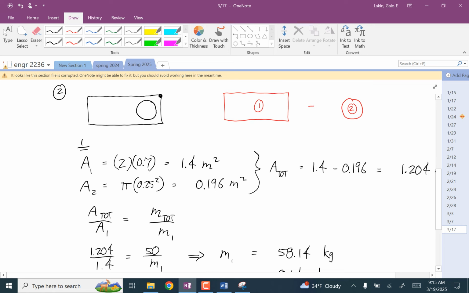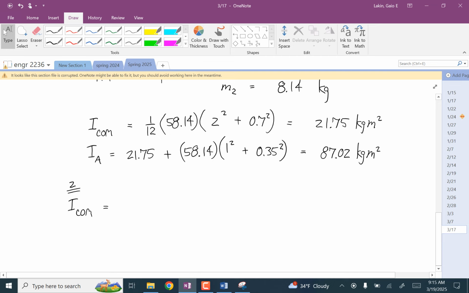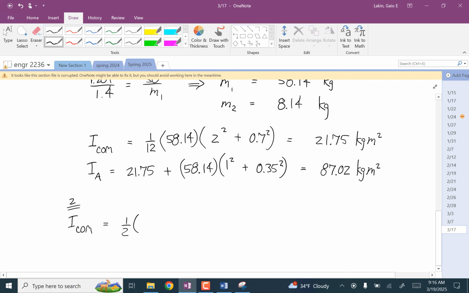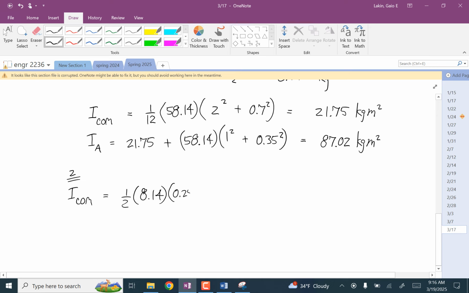This is, so the moment of inertia of that circle about its center of mass is 1/2 times the mass of that shape times the radius squared. So that's 0.25 squared. And so I get 0.254.